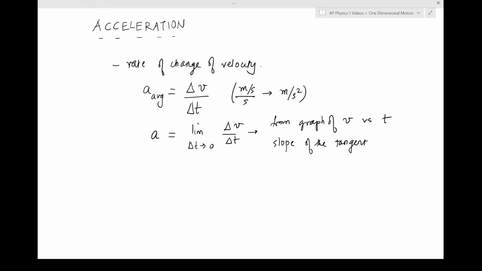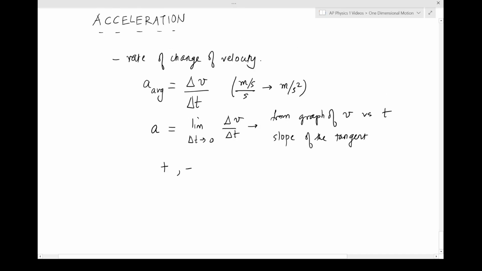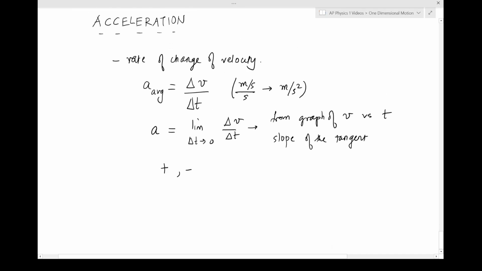First of all, just like velocity, acceleration can be positive or negative. But to be clear, let's make sure we understand that negative acceleration does not necessarily mean deceleration. It could mean deceleration, but it does not necessarily mean deceleration. At the same time, positive acceleration does not necessarily mean that the speed of the object is increasing. It all depends on the situation.